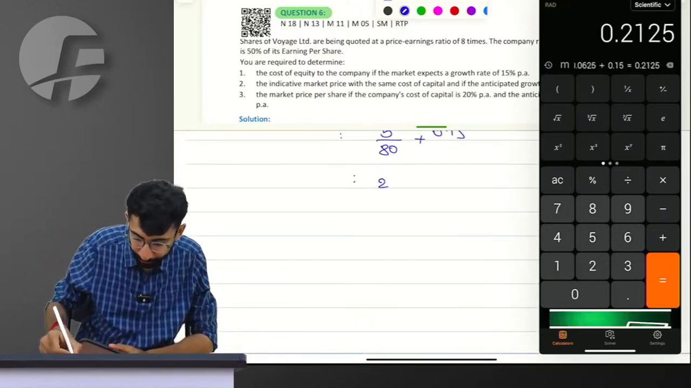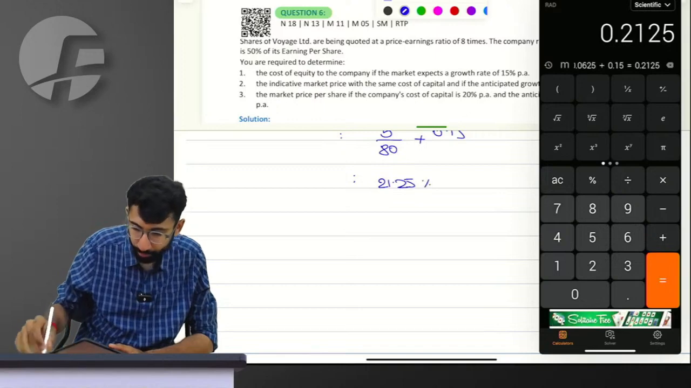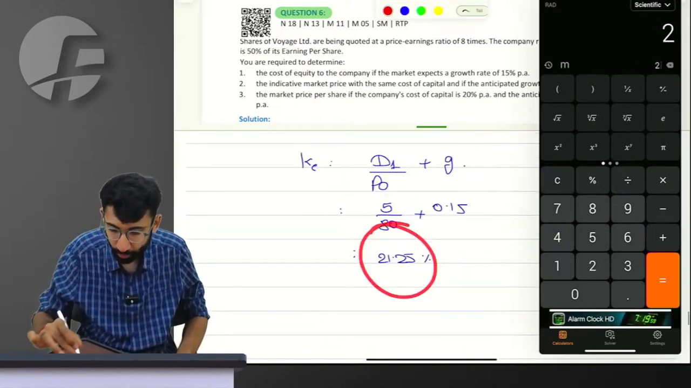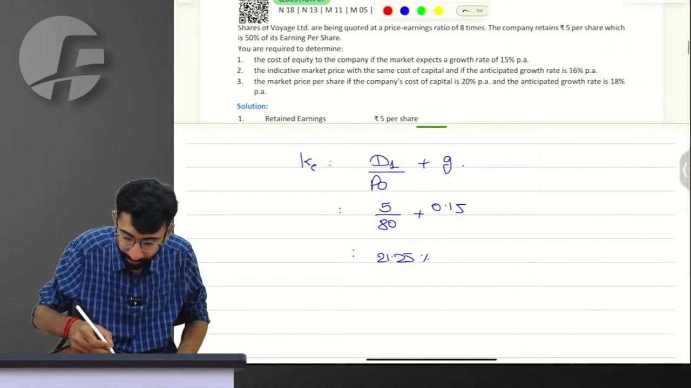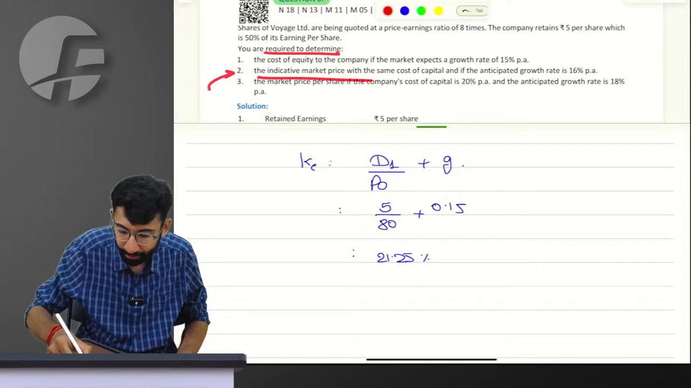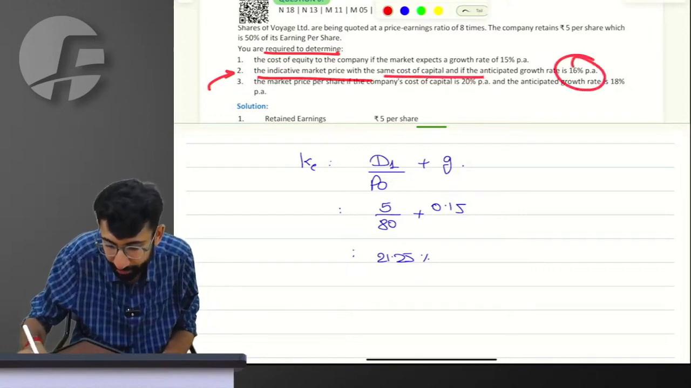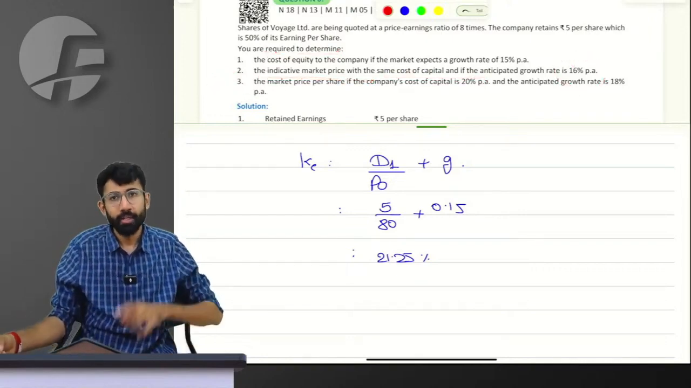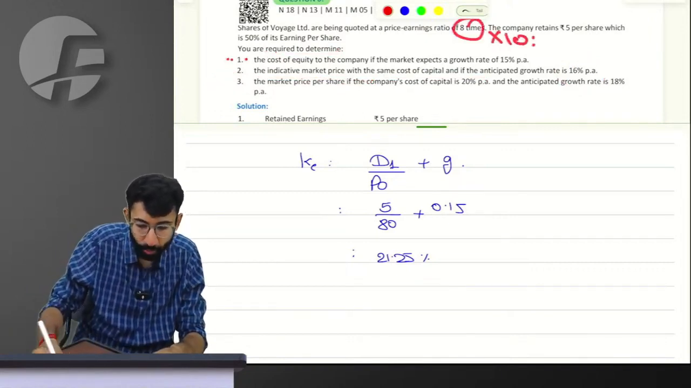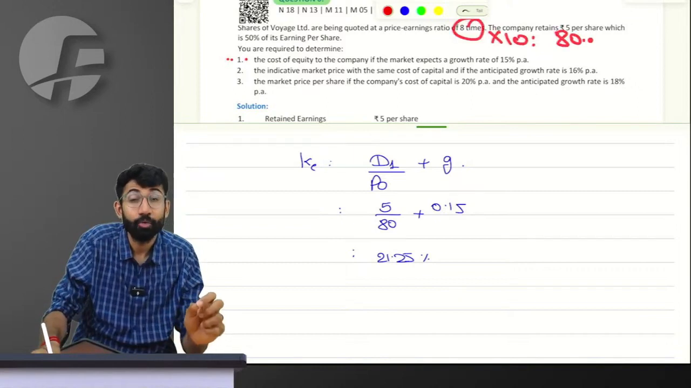21.25 everyone is the answer. 21.25%. Basic, easy, sorted. Next one. The indicative market price. You are required to determine the indicative market price if the same cost of capital and the growth rate is 16%. Sir, in the first part, they have given you this price. Basically, P0 into 10, the price they have given.